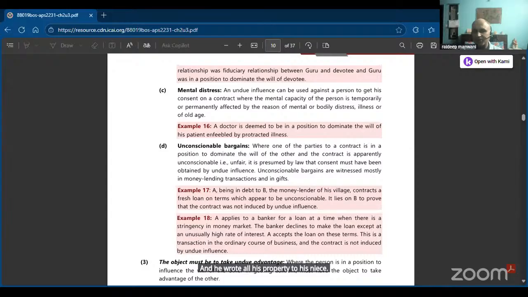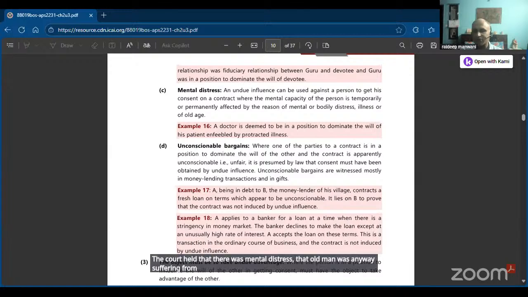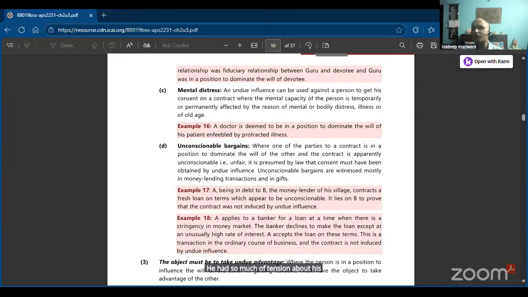Later on, his sons came to know that this lady had taken advantage. So they filed a case. The court held that there was mental distress. That old man was anyway suffering from high blood pressure. He had so much tension about his fields, and you took advantage of that and made him gift all the property in your name. So these are the three ways in which there is undue influence.